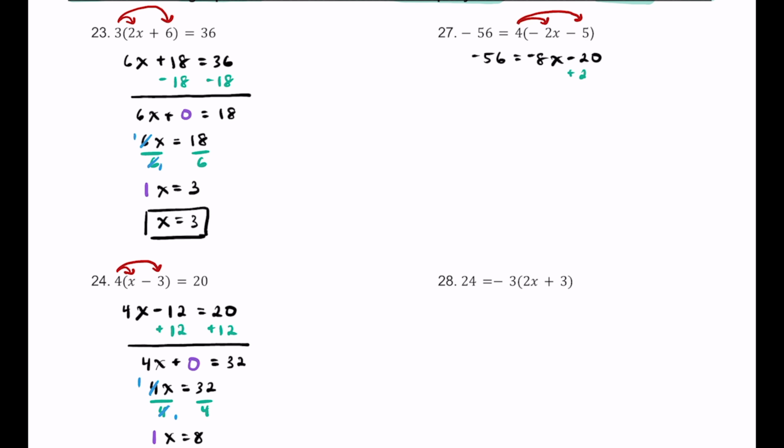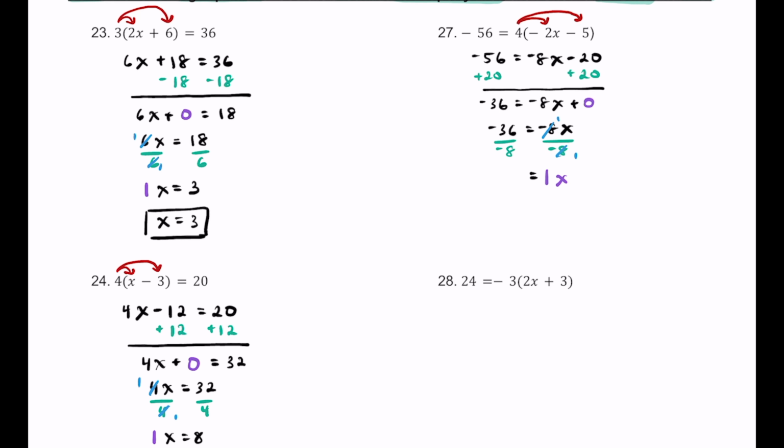Using the addition property of equality, we're going to add 20 to both sides of the equation. Adding 20 to both sides, we're going to get negative 36 is equal to negative 8x plus 0. And we can go ahead and drop that 0 and just say we have negative 36 is equal to negative 8x. Then we can divide both sides by negative 8 using the division property of equality. These negative 8s are going to divide and make 1, and they cancel each other out. And we can write the coefficient here as 1 times x, or 1x.